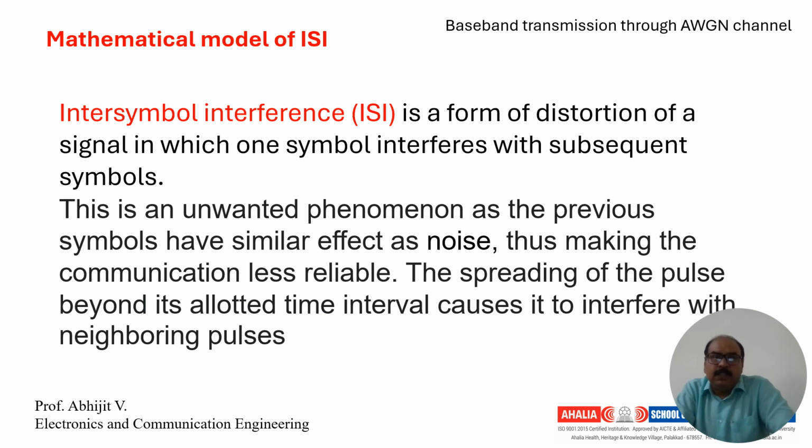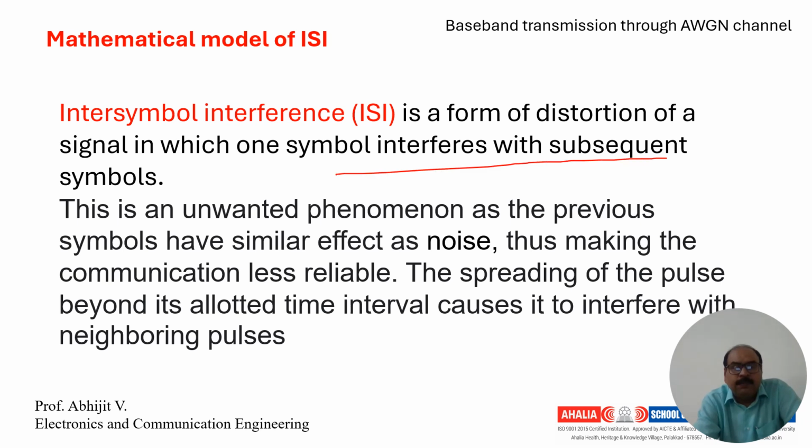So let us study how we understand intersymbol interference through mathematical modeling. From the explanation of the previous slide, you would have understood that intersymbol interference is not desirable. It is a kind of noise or disturbance, right? So we have to take steps to eliminate this kind of interference. This slide tells you that this is a form of distortion in the signal where the first symbol interferes with the next symbol.